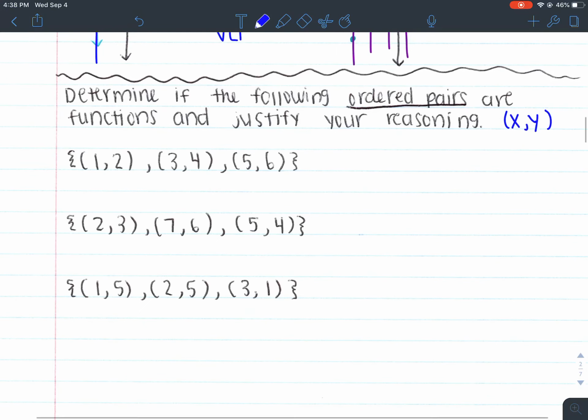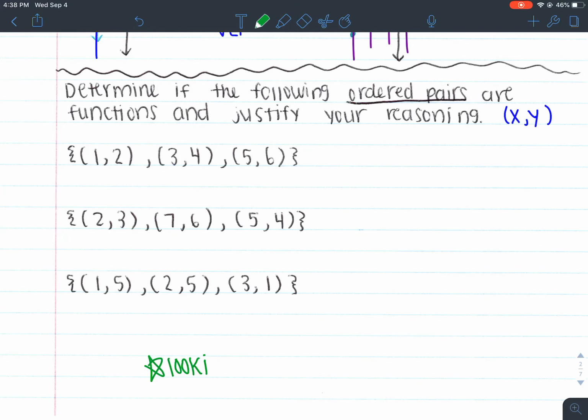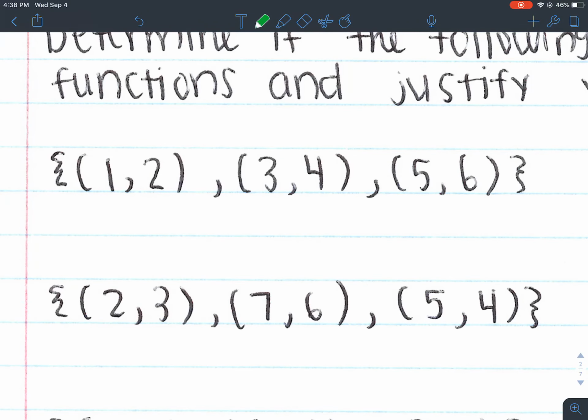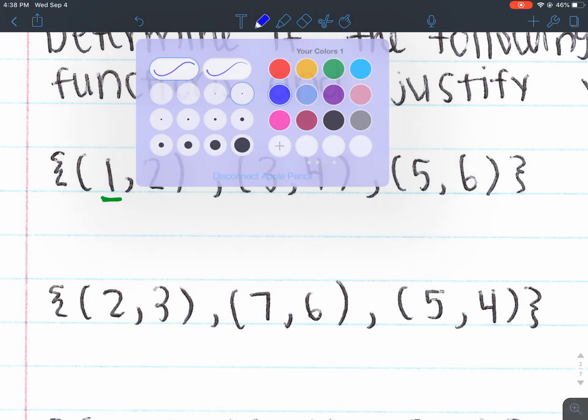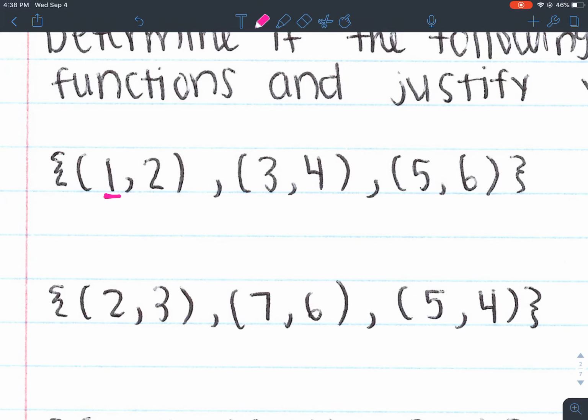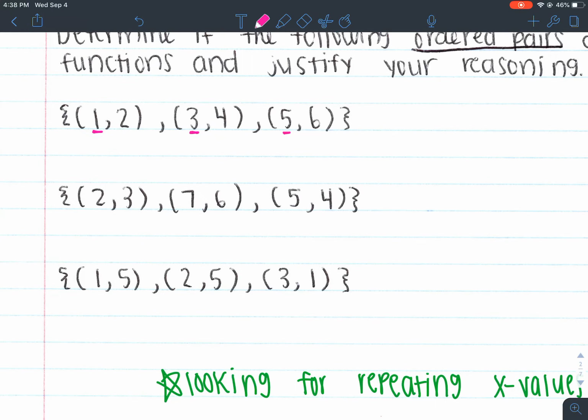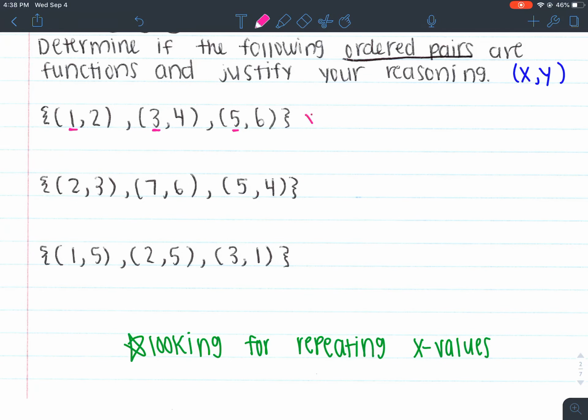So just like the very first representation, we're going to be looking for repeating x values. Okay? So this first ordered pair is 1, 2. The x value is 1. Let's do this in a different color, actually. The x value of the next one is 3, and the next x value is 5. So all of these x values are not repeating, they're not the same, so this is a function, no repeating x values.